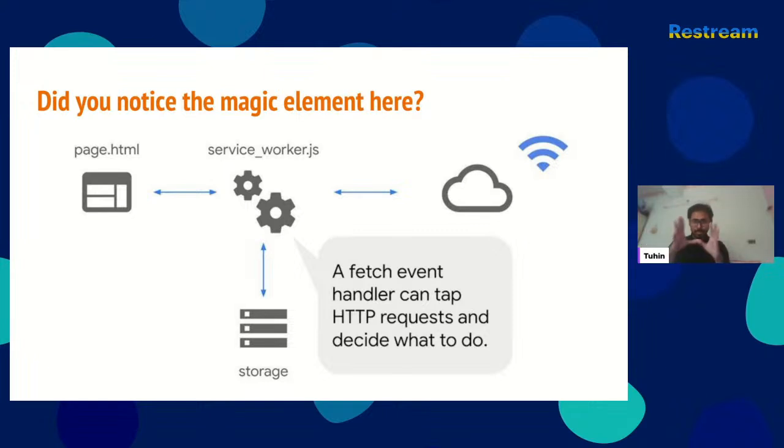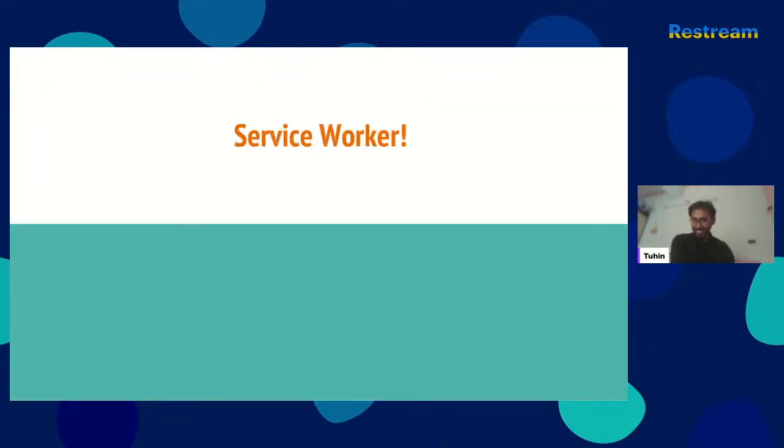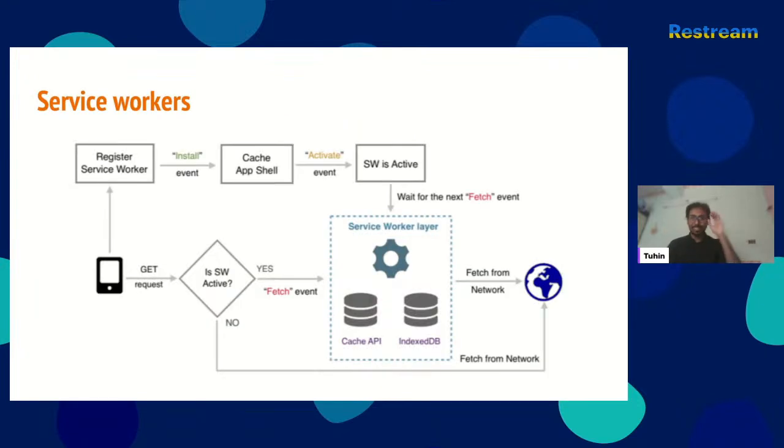But if you just look at this particular image, this particular screen, just notice. You have an HTML, you have a service worker, you have your cloud, Wi-Fi, internet, whatever it is. You have your storage, and then you have this particular service worker, which is essentially the fetch handler. It sits somewhere in between. The question is, do you notice the magic element here? If you did not, I'm pretty sure all of you did. It's the service worker. You folks are super smart. You just called it out.